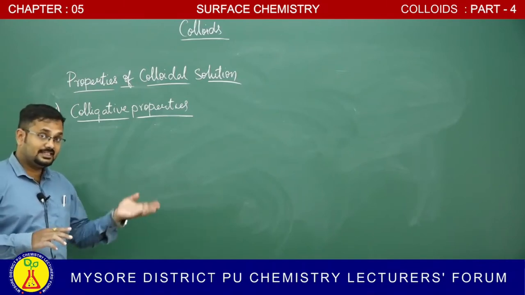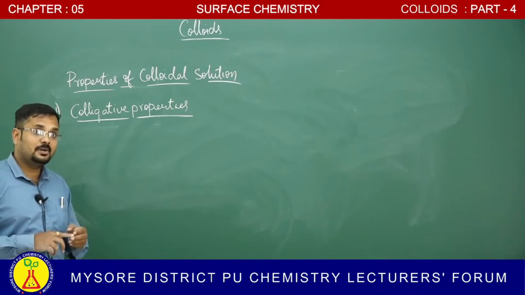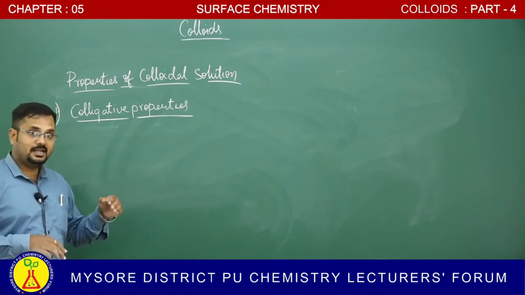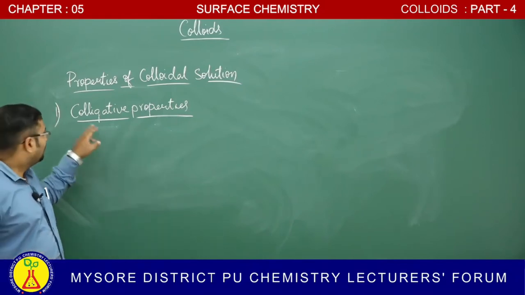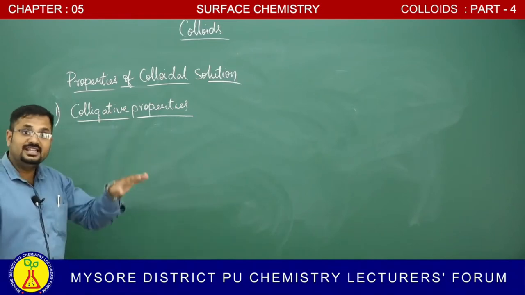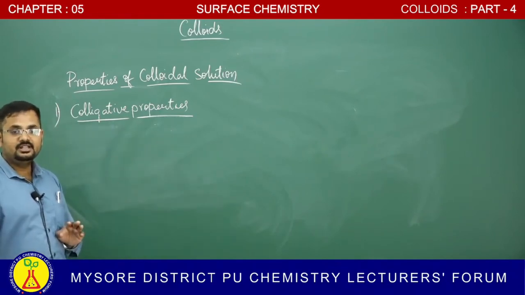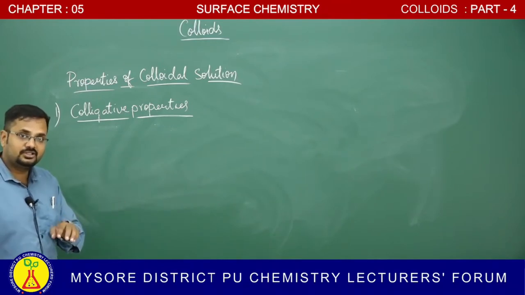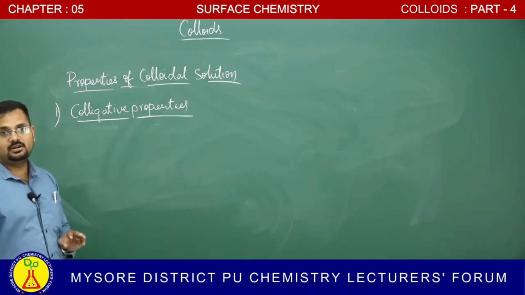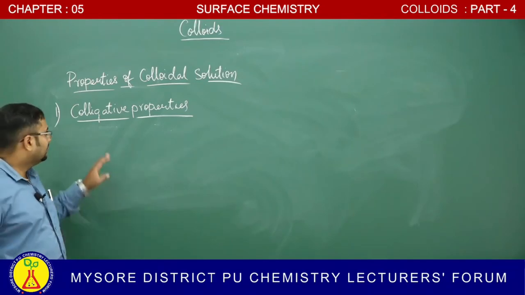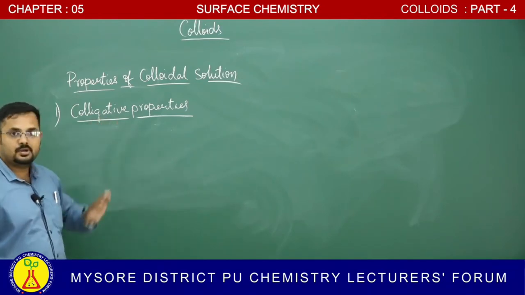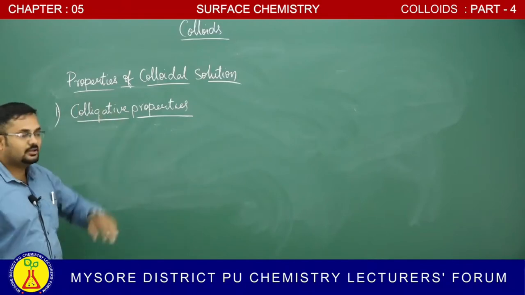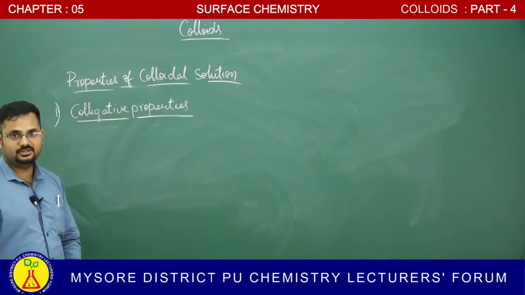So when particle size increases, the number of particles decreases. When the number of particles decreases, the order of colligative properties also decreases. The order of colligative properties of colloids compared to true solution is of lower order. Do you understand? So that is explained by colligative property. This is the first property under properties of colloidal solution.